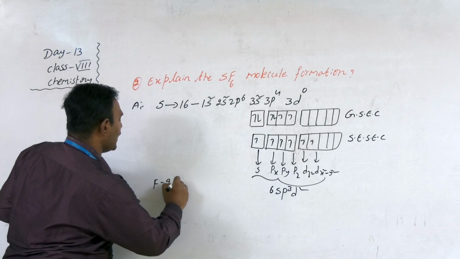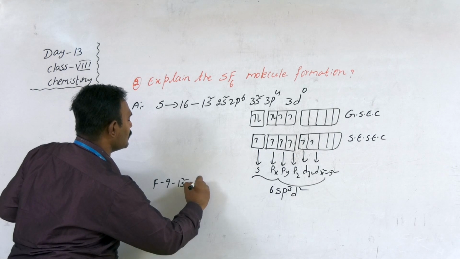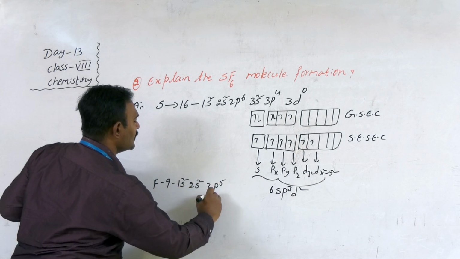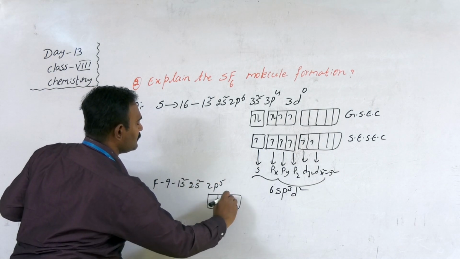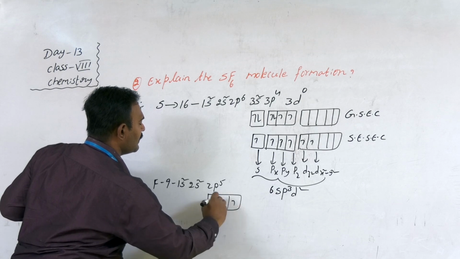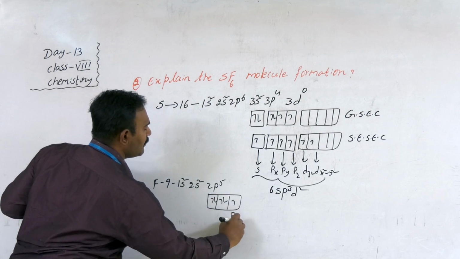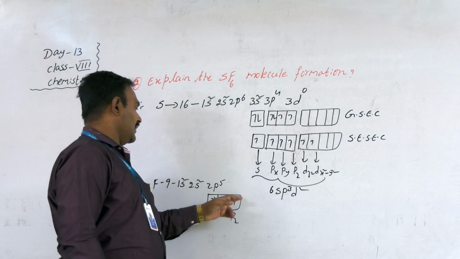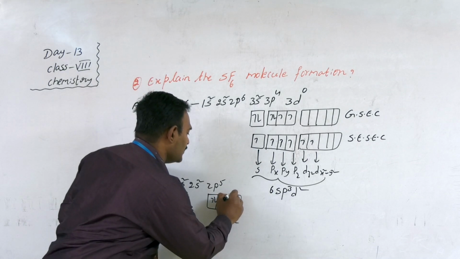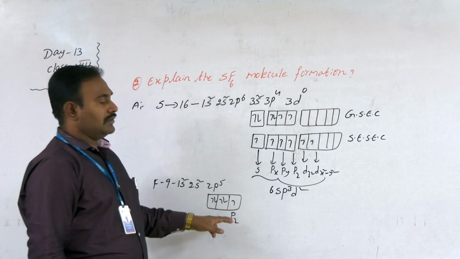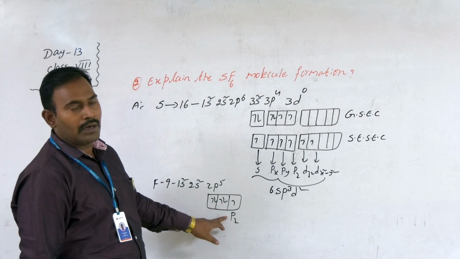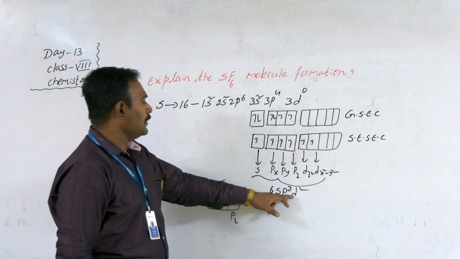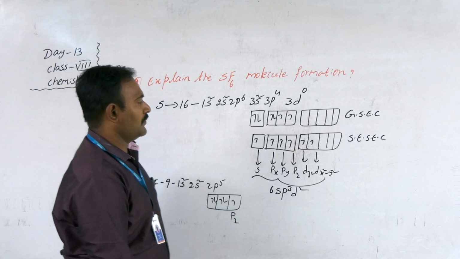Now coming to the fluorine. Fluorine atomic number 9, configuration 1s2, 2s2, 2p5. In the outermost p orbital 5 electrons there and one orbital has an unpaired electron, that means incomplete there. Only one electron there, single electron there. So this orbital involves in the overlapping with sp3d2 hybrid orbital of the sulfur.